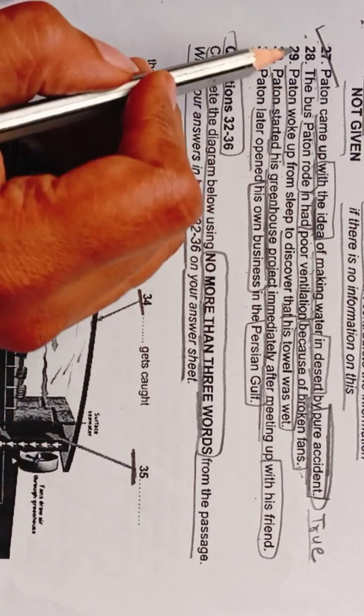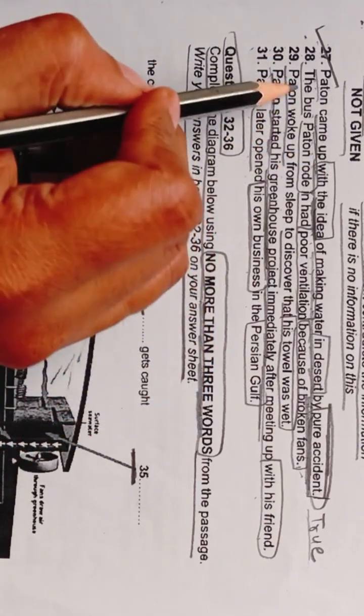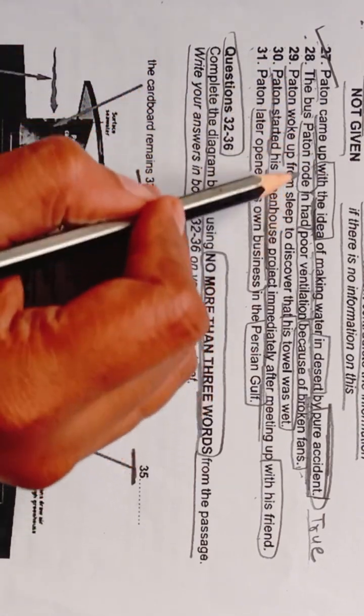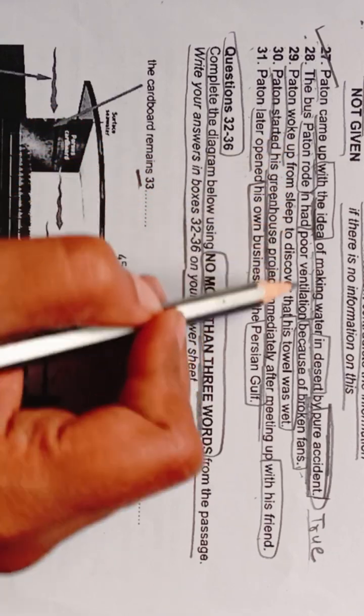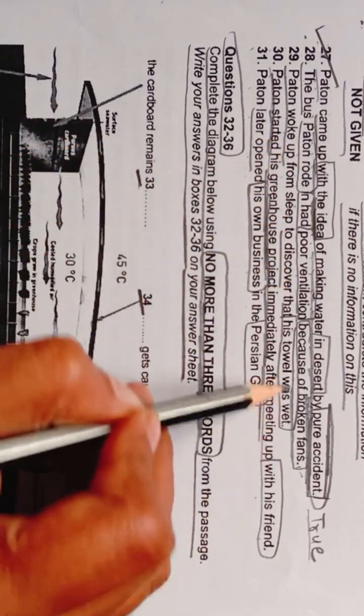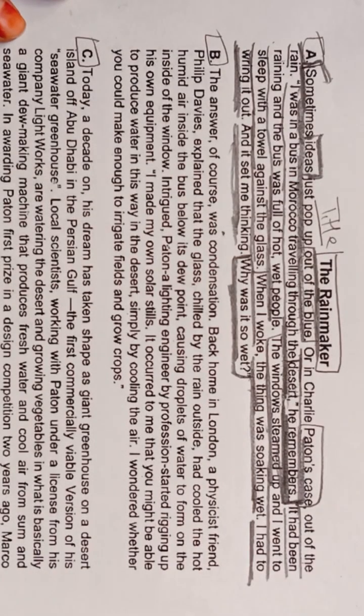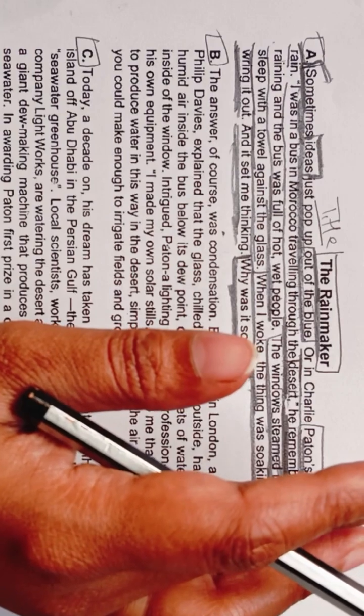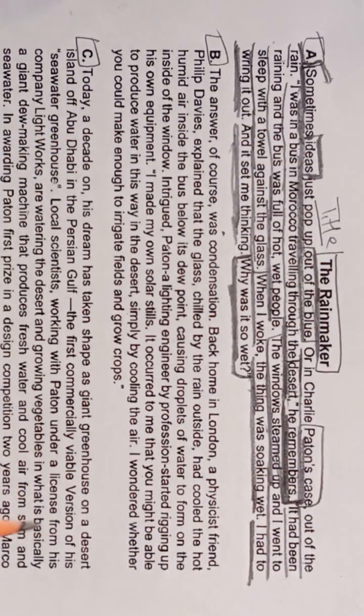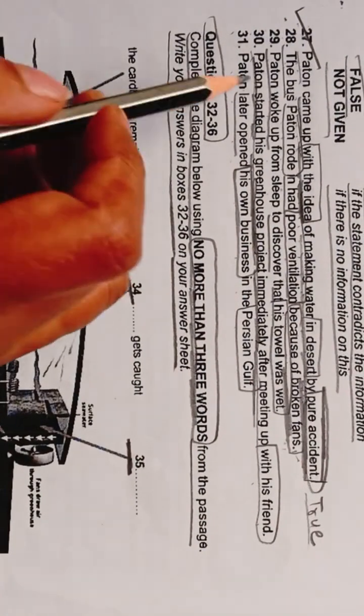Okay, let's move forward. The bus Patton rode in had poor ventilation because of the broken fans. So in these lines we have not seen anything regarding broken fans. So we will see another question.